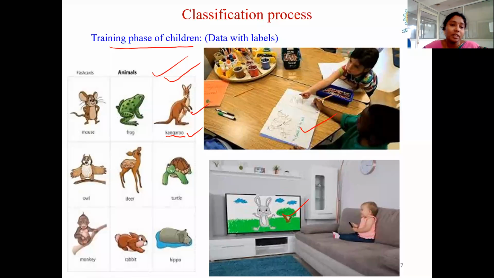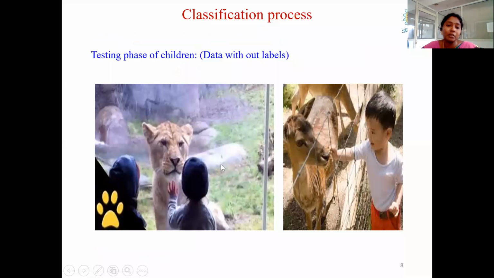Coming to the second phase, which is the testing phase, because there are two phases in classification: training phase and testing phase. Suppose you take the children to the zoo. Whenever he sees an elephant, a lion, or a tiger, he is able to identify that animal. How can he identify it? Based on his trained experience within the classroom or at home, he can identify that particular animal.